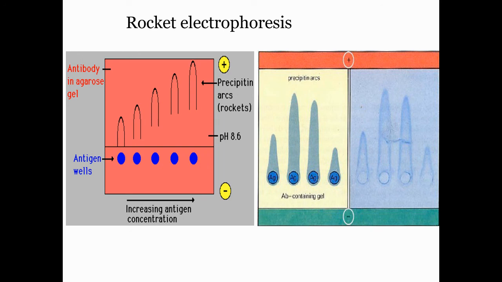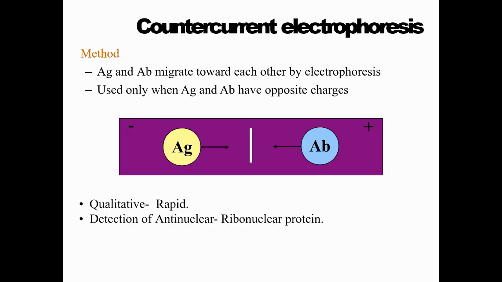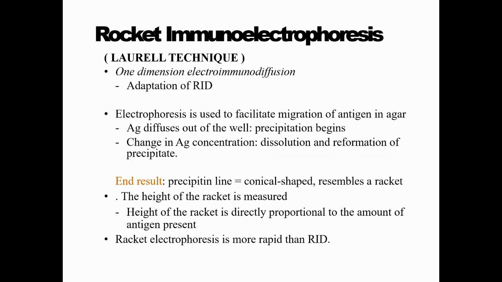Three to four slides before, we saw that the reactions will be like an arc. Here it seems like a rocket-like substance, so that's why it earned the name rocket electrophoresis. Due to that precipitation reaction, you can see the rocket-like bands. This is nothing but the antigen-containing wells; we can also use antibody-containing wells. You have to remember only one thing: antigen and antibody should have opposite charge. That's the most important thing.